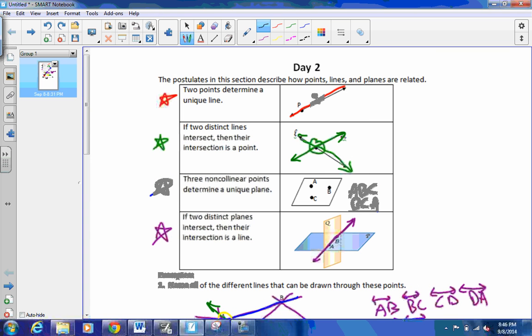So this is day 2 of talking about points, lines, planes, etc., and introducing postulates today. We didn't use them to prove things, but we talked about different aspects where they are involved in geometry. And we're going to be doing a whole lot more with postulates in the time to come.